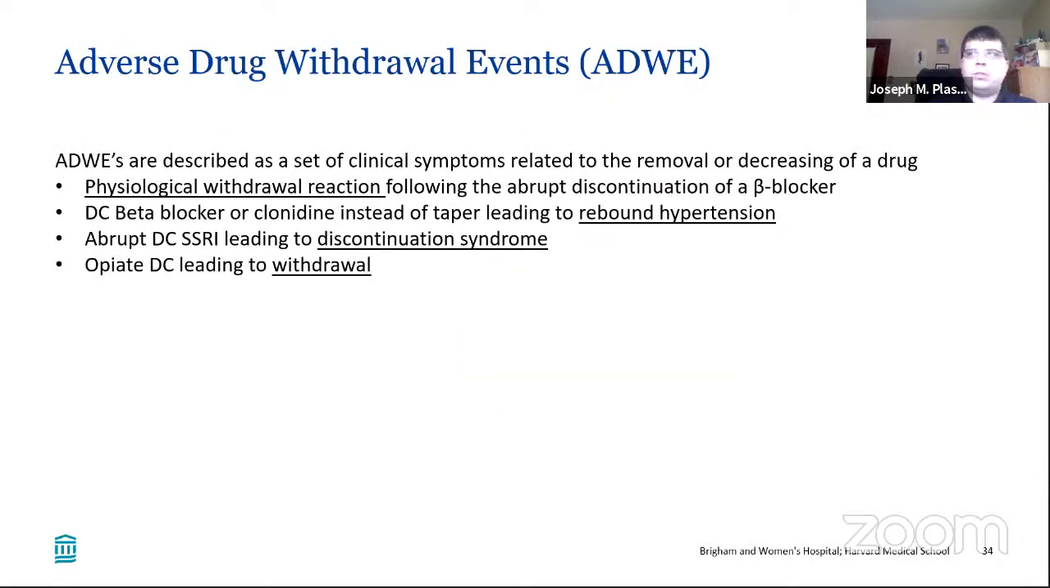Adverse drug withdrawal events are described as a set of clinical symptoms related to the removal or decreasing of a drug. So we have a physiological withdrawal reaction, a rebound hypertension, discontinuation syndrome, or opiate DC leading to withdrawal. So these are withdrawal events.